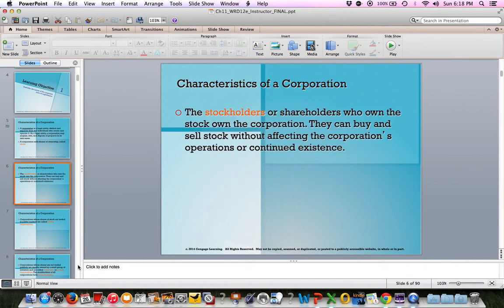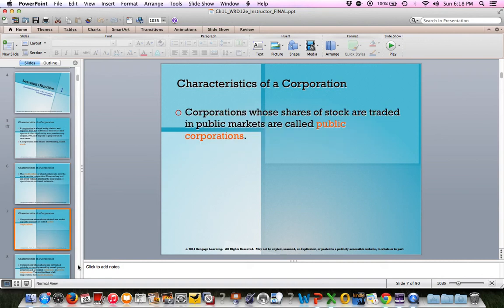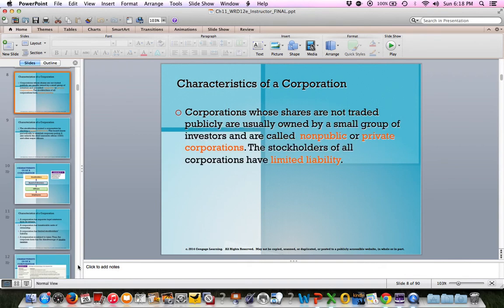So stockholders, anybody who owns stock in the corporation, you can buy and sell the stock without affecting the corporation's operations or existence. You and I can go out and buy shares of stock of any company we want, and the company just keeps on going. So a public corporation is any share of stock that you and I can go out and purchase. Corporations whose shares are not traded are usually owned by a small group of investors called non-public or private corporations.